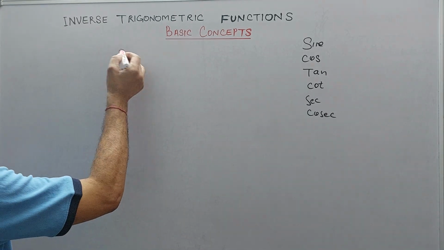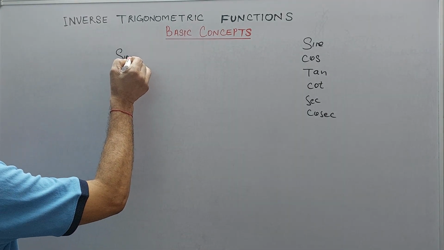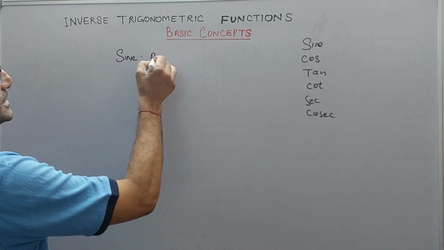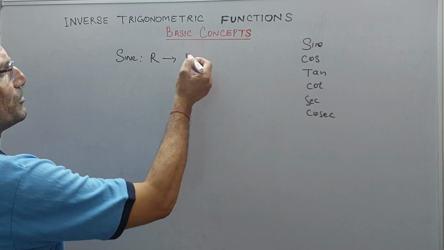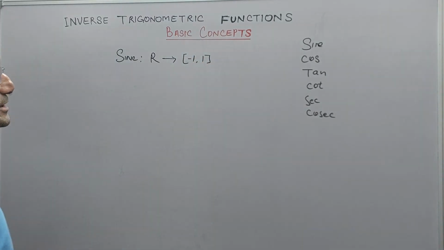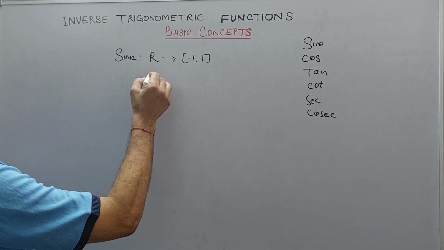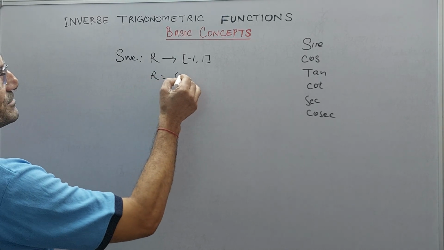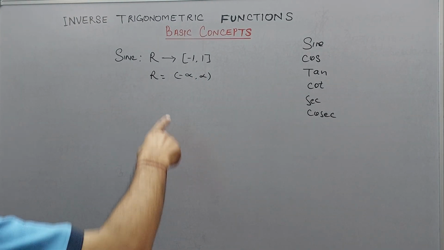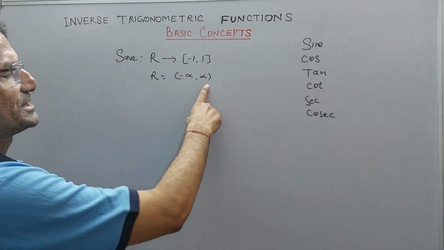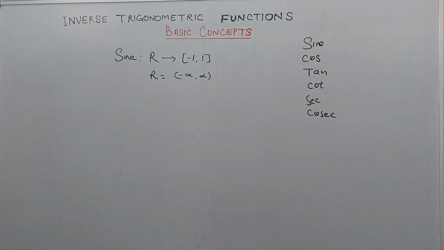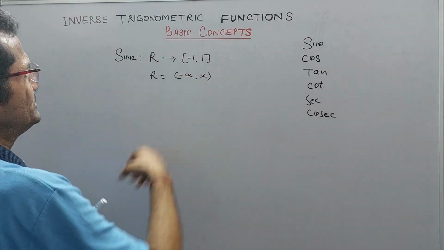We know that the sine function has the domain set R, and its codomain is -1 to 1. The domain R is the set of all real numbers from -infinity to plus infinity. If I give values from the set R, from -infinity to plus infinity, the sine function has values that lie between -1 and 1.